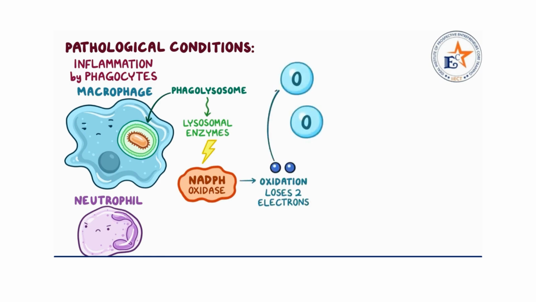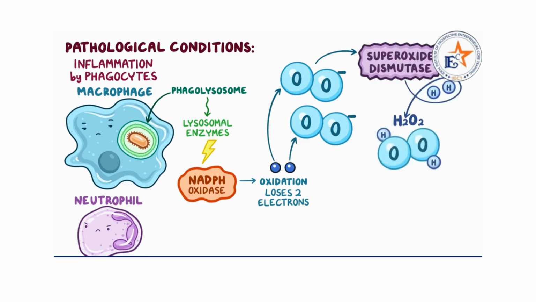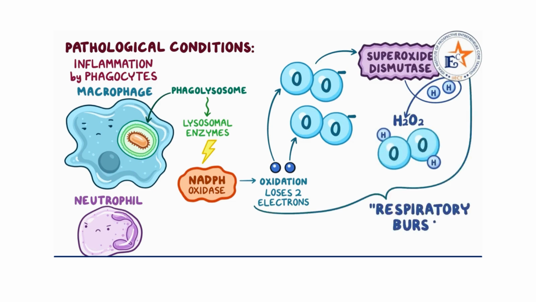Nearby oxygen molecules can grab these electrons to form superoxide ions. Another enzyme, superoxide dismutase, can take these ions and combine them with hydrogen ions to form hydrogen peroxide. This process of producing superoxide ions and hydrogen peroxide is called the respiratory burst.